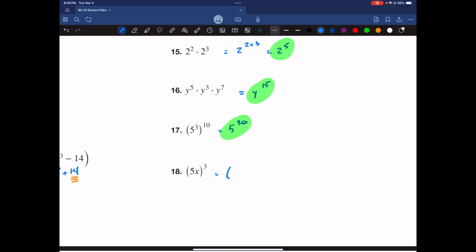Okay. Now, here, this is 5x. This is the same thing as saying 5x times 5x times 5x. And if you need to write it out that way, that's perfectly fine. You just want to make sure you keep all the missing parts. What you don't want to do, which I see a lot of students do, is they'll get the x cubed part just fine, but they'll say 5 times 3 and put 15. That's incorrect. It's 5 times 5 times 5, which is 125. So my answer is going to be 125x cubed.